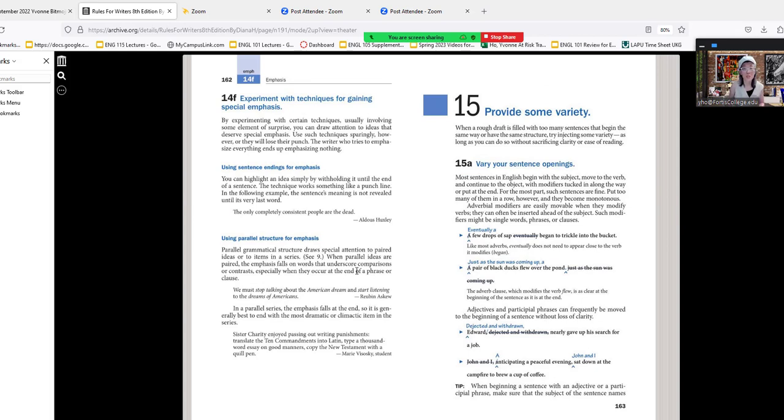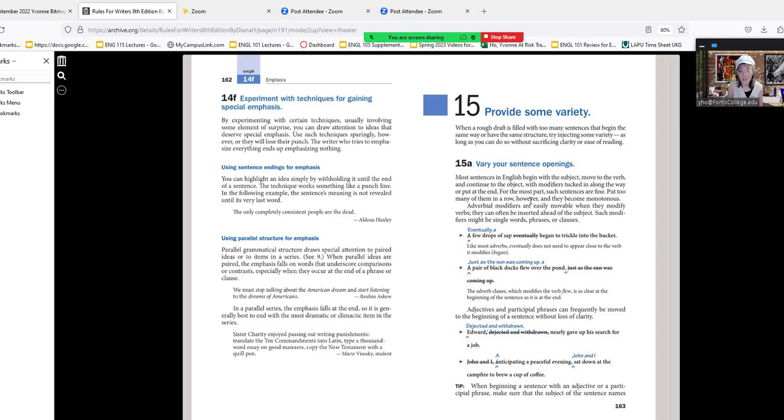So you've got to experiment with many different ways. You have a mixture of coordinating sentences, and that's compound sentences, and a mixture of complex sentences. That's when you have a dependent clause together with an independent clause, and then together that forms one sentence. So provide some variety. Write a rough draft, and when a rough draft is filled with too many sentences that begin the same way or have the same structure, try injecting some variety. So vary your sentence openings.